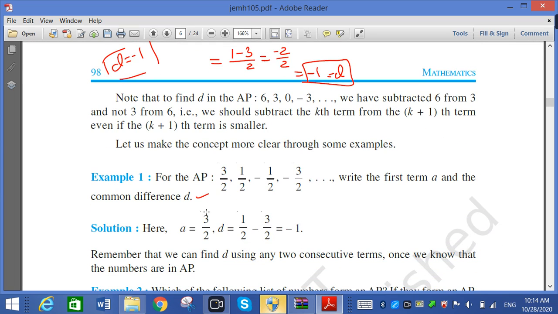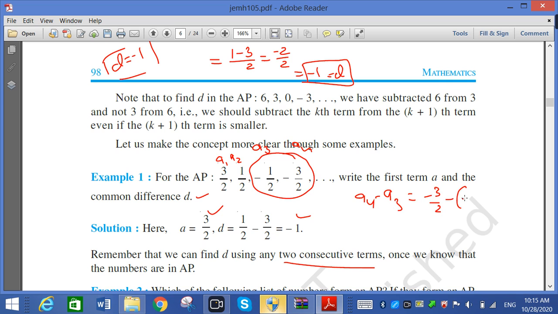Now we check. Remember that we can find D using any two consecutive terms. We can also find it from these two terms, but they must be consecutive. Here A1, A2, A3, A4. So A4 minus A3, that is minus 3 by 2 minus minus 1 by 2. So minus 3 by 2 plus 1 by 2, that is minus 2 by 2, answer is minus 1.